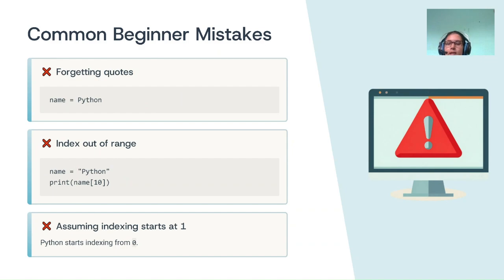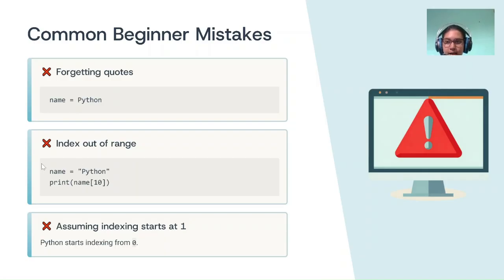Now let's look at some mistakes that beginners often make when using strings. First of all, name is equal to Python. This will cause an error. Can you remember why? Because we have not included quotation marks here. Okay, a string must be inside quotation marks.